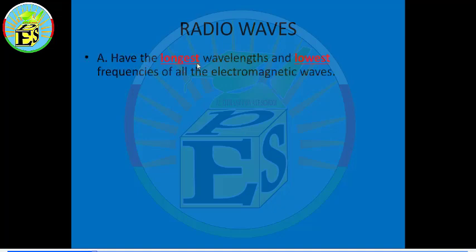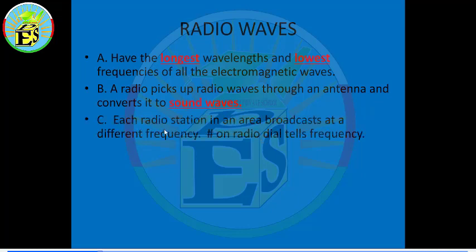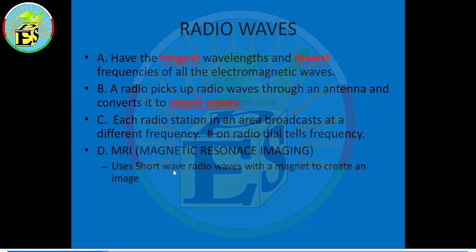Radio waves have the longest wavelengths and lowest frequencies of all the electromagnetic waves. A radio picks up radio waves through an antenna and converts them to sound waves. Each radio station in an area broadcasts at a different frequency, which the radio dial tells. MRI uses short radio waves with a magnet to create an image.